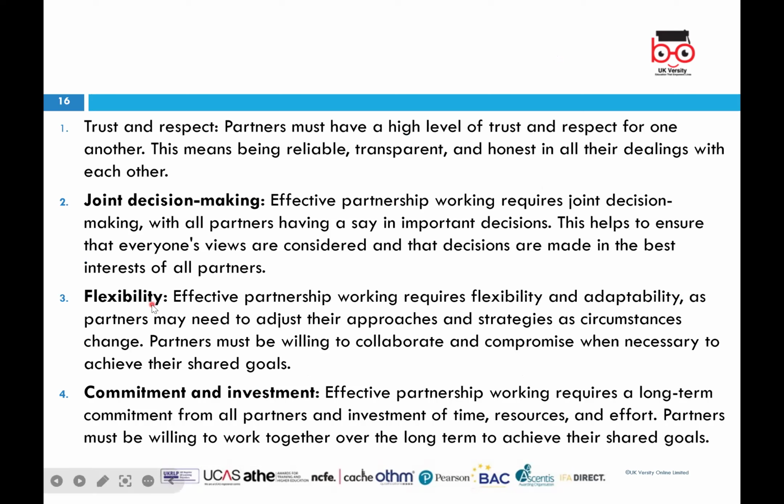Then there is flexibility. Effective partnership working requires flexibility and adaptability. For instance, if there's one person who can't do a certain task, the other will chip in. And when that person needs assistance, that first person will then chip in as required. Partners must be willing to collaborate and compromise when necessary to achieve the shared goals.